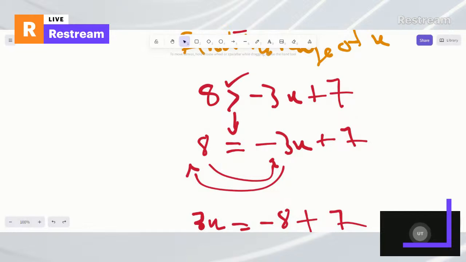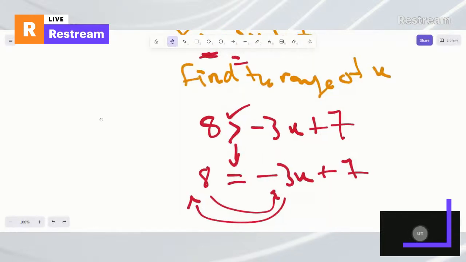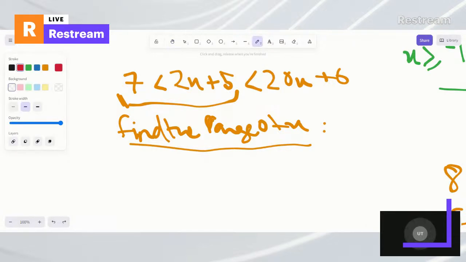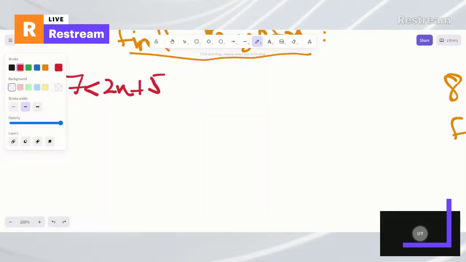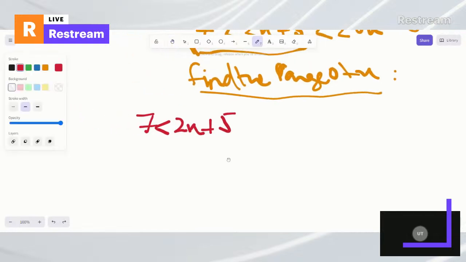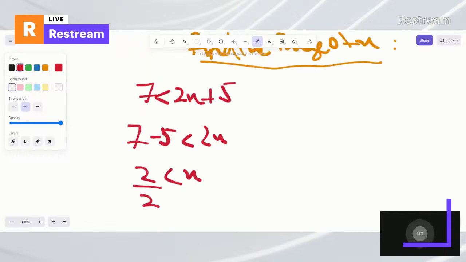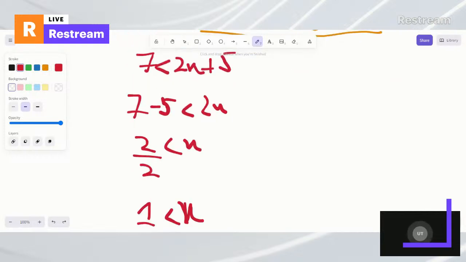Now, let's move on to the more difficult portion. So now that you have three inequalities together, you need to find the range of x. So what do you do? You first take the first two, and 2x plus 5. You take 5 to the other side, right? 7 minus 5 is less than 2x. Now the value of x would be 2 over 2, so it would be 1. So x is basically greater than 1.